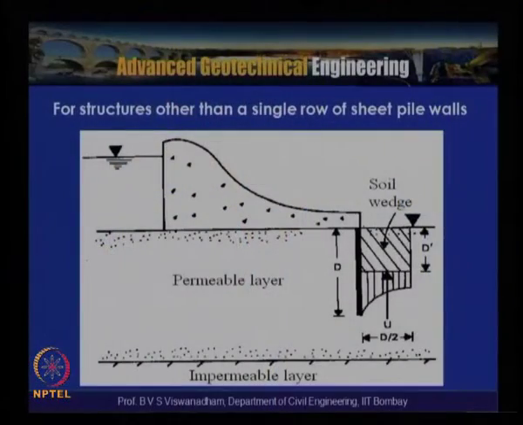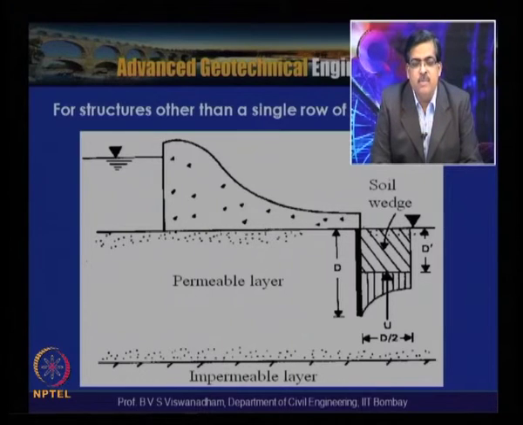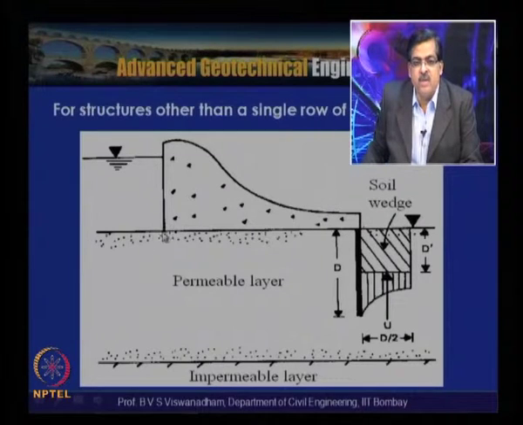So for structures other than a single row of sheet pile walls, that means if you have a concrete dam, then in order to increase the safety against uplift, it is practice to provide cutoff walls, particularly in the downstream direction, as well as in the upstream direction if required, and in the middle of the concrete dam also if the condition persists. One of the other measures, in order to divert the equipotential lines and prevent flow close to the dam, is the provision of an impervious blanket.